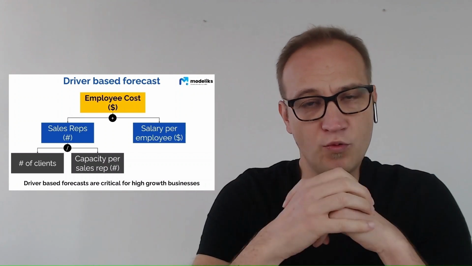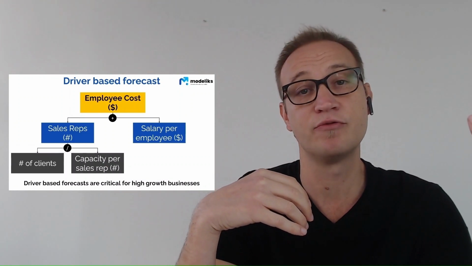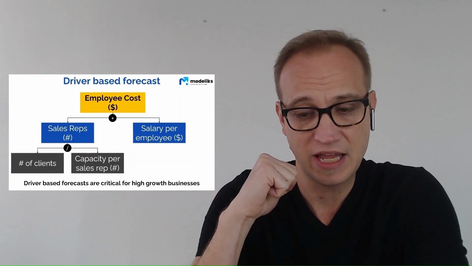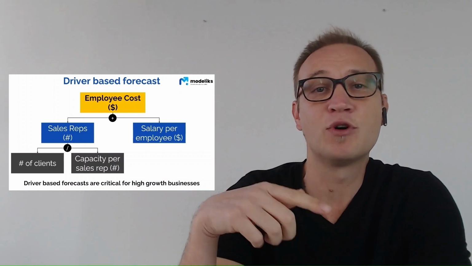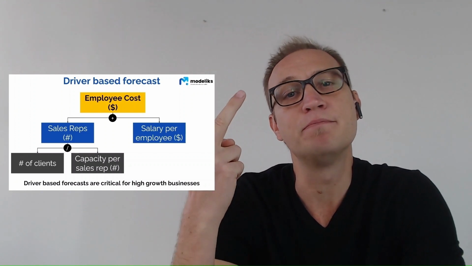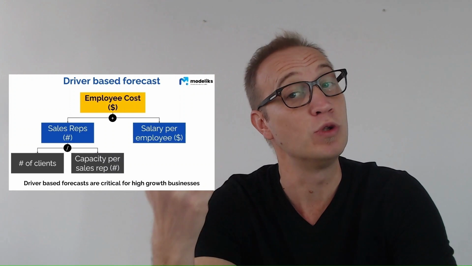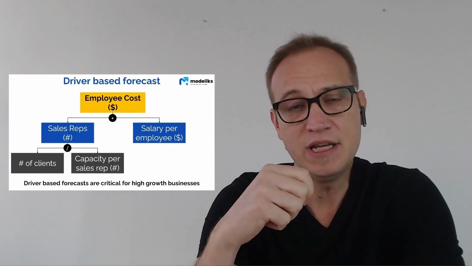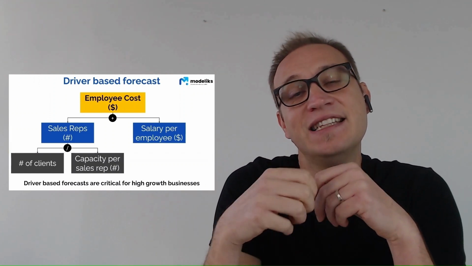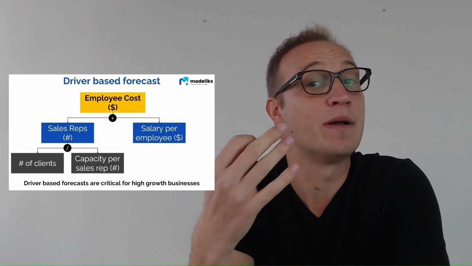You would start again with calculating the employee cost by estimating the number of sales representatives that you need, and you would multiply it by the average salary of a sales rep. But now, in order to calculate the number of sales representatives that you will need over time, you would calculate based on 2 specific drivers that influence the number of salespeople that you will need. And this, for example, could be the number of clients that you expect to have over time in the future, and then the capacity that each sales representative can handle in terms of number of clients.